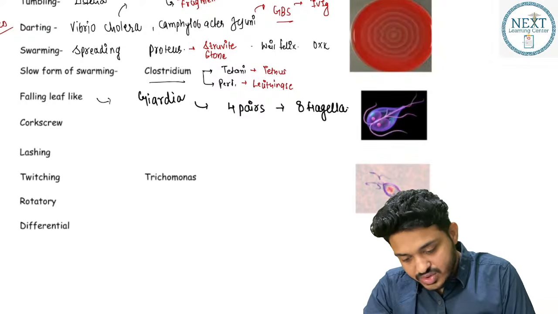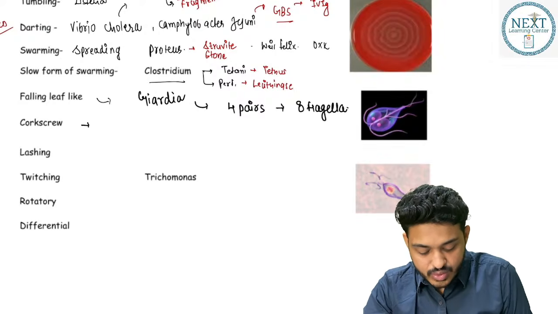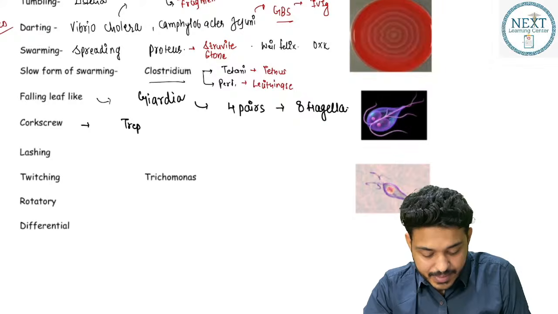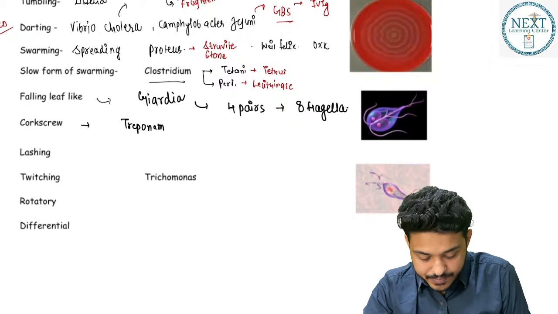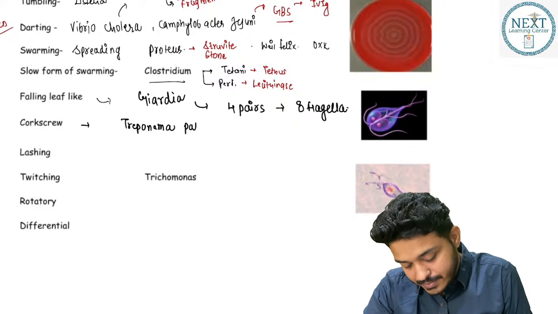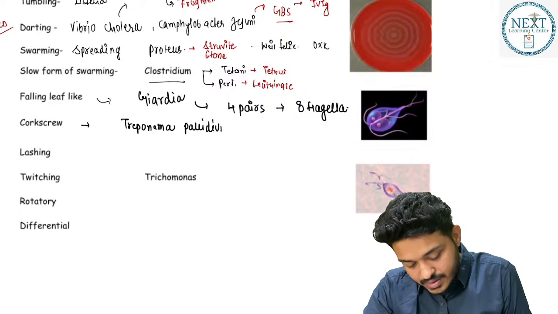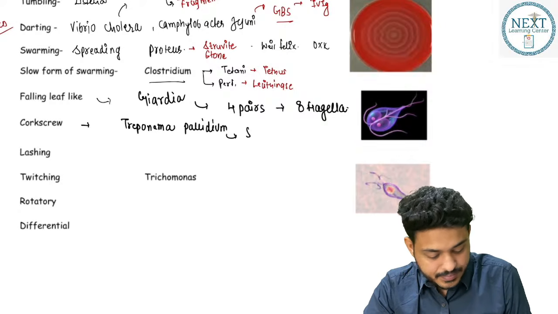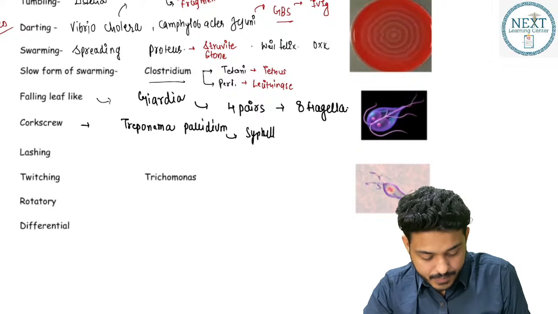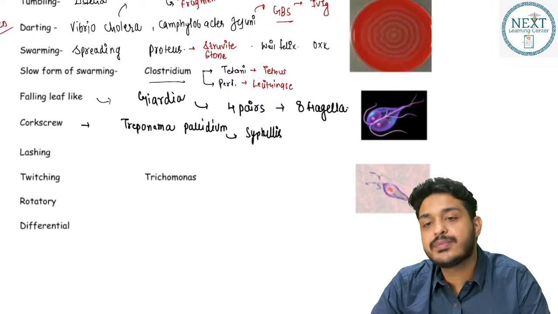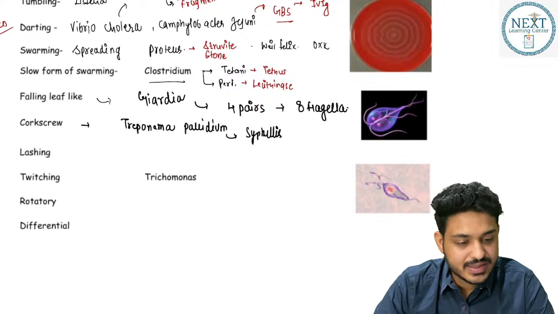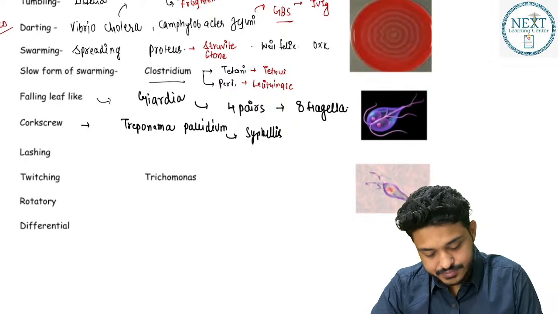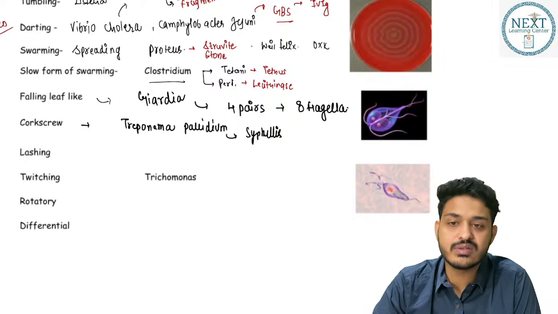So this corkscrew motility is seen with Treponema pallidum, and this Treponema pallidum is going to cause what? Syphilis, right? Syphilis. Yes, this is a trophozoite of Giardia.